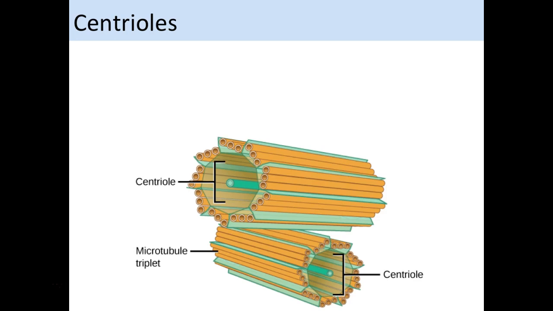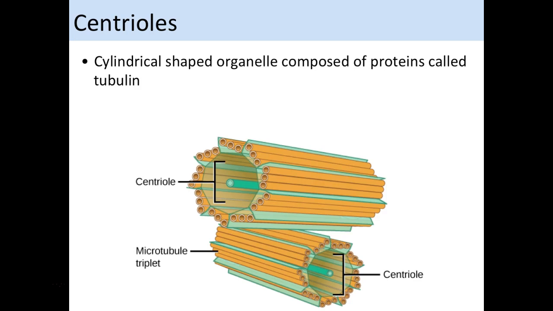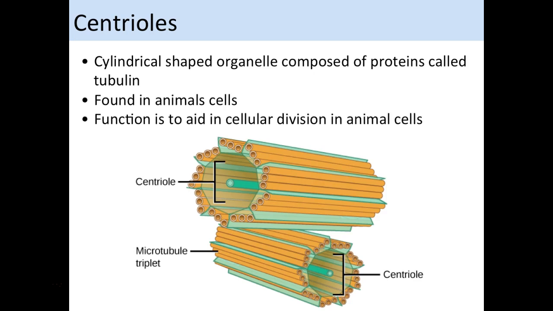Centrioles are another non-membrane bound organelle found in only animal cells. They are a cylindrical shaped organelle composed of proteins called tubulin. They're found in animal cells and they function during cellular division and mitosis in animal cells.